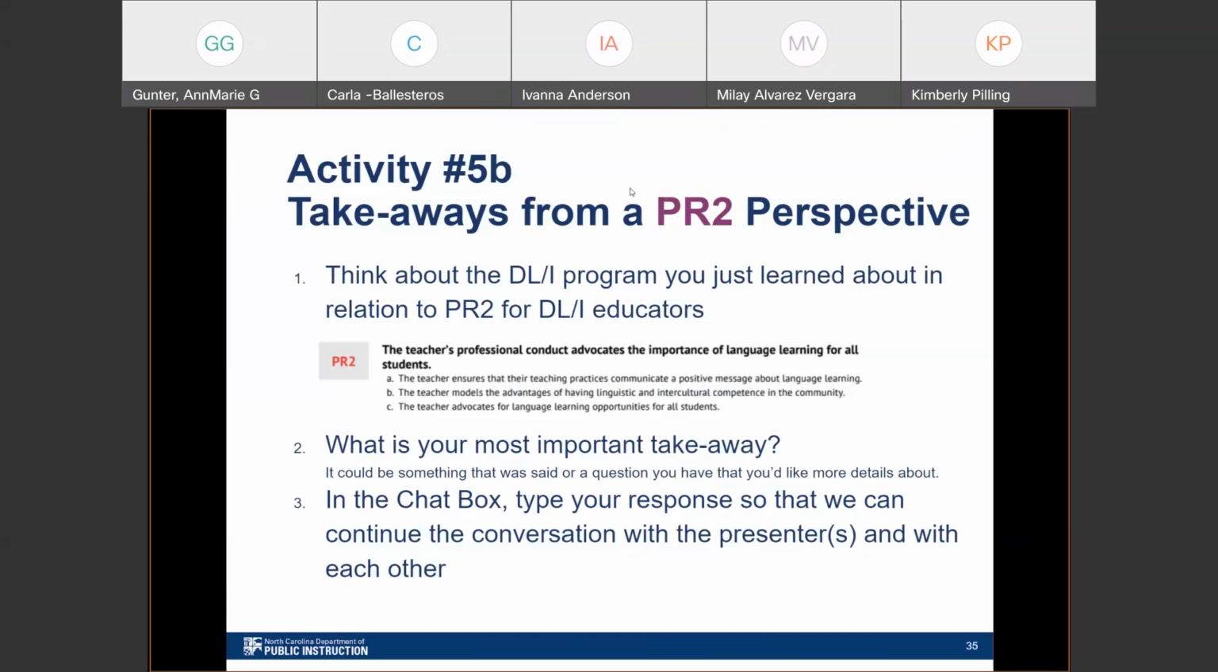See, we have agreed that having authentic resources is key for the success of DLI programs. And then teacher input with the leadership and program development with DLI program implementation is another takeaway.